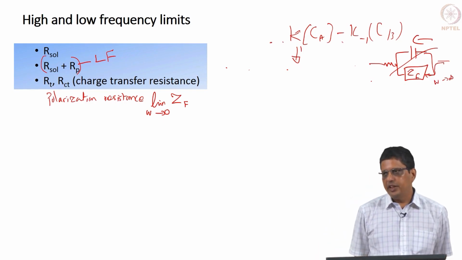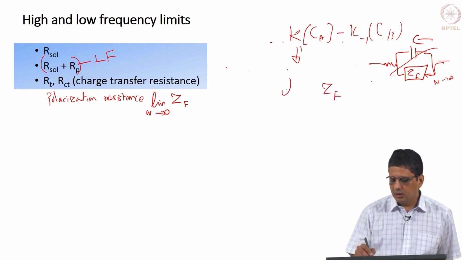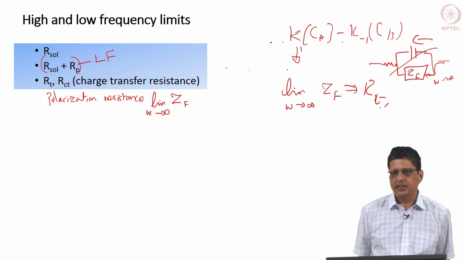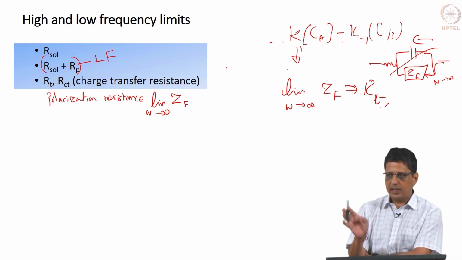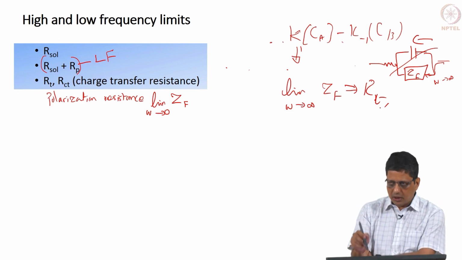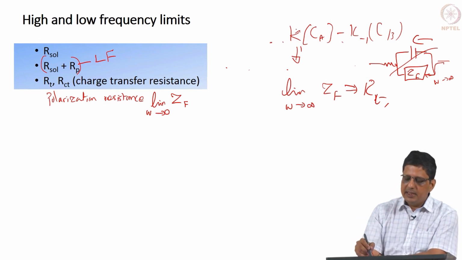When omega tends to infinity, this Faradaic impedance will tend towards a resistance, sometimes it is denoted as RT, charge transfer resistance, sometimes it is denoted as RCT, it will go to a resistance. For a given system, if you go to high frequency, it will tend towards a resistance value. Okay. That resistance value basically depends on what happens to this K1, K minus 1 as we change the potential.